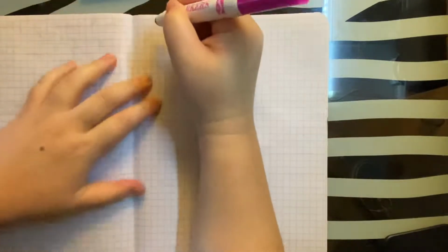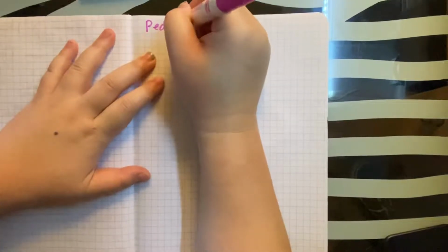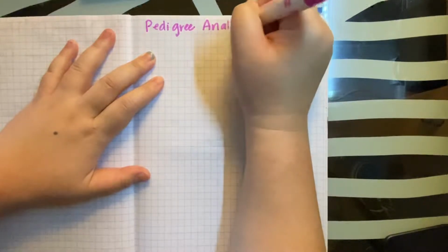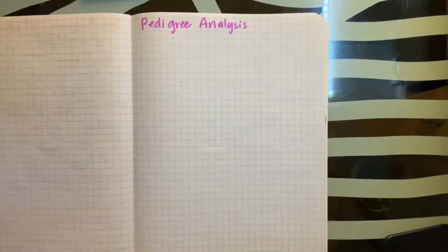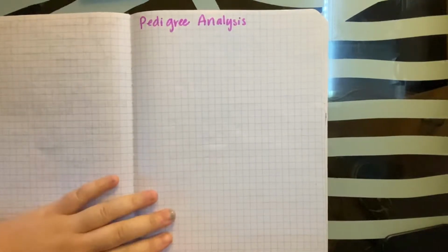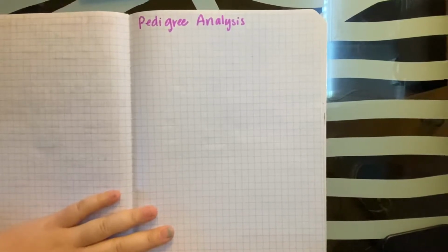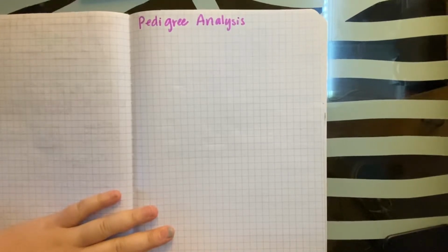For today, we're going to cover pedigrees. This is going to be called pedigree analysis. A pedigree is a visual representation of a trait being passed down from one generation to the next. So it's not necessarily like a family tree.